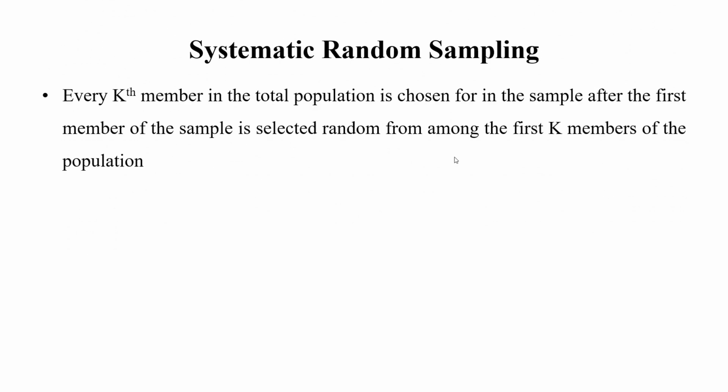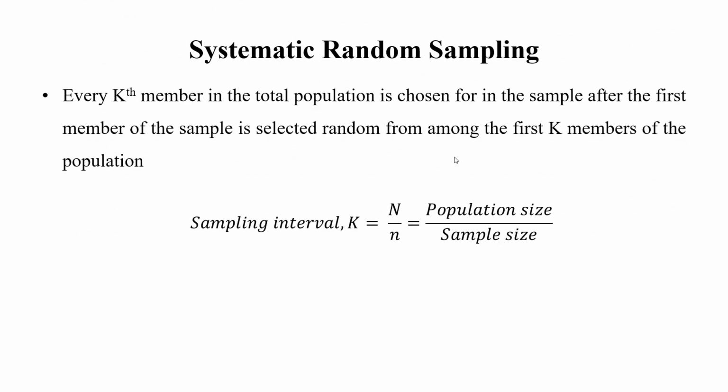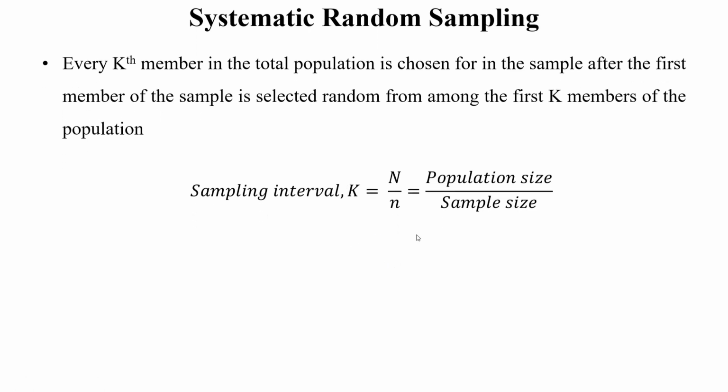In this case, the sampling interval is very important. As we said, the first sample has to be chosen by random selection, and the other units have to be selected on an interval basis. The sampling interval here is k equal to population size divided by sample size.